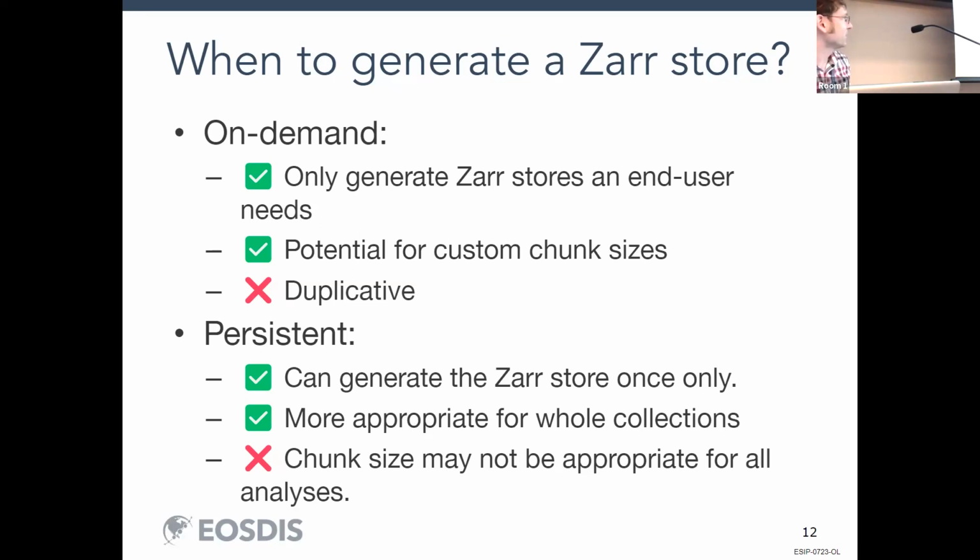Alternatively, we've had the persistent example, and it's great. Make it once, providing you don't have to update it. And it's a good option, I think, for whole collections. But as I've said, that chunk size is not one size fits all, so that's not necessarily a great answer either. So I think there are use cases where one of these suits better than the other.